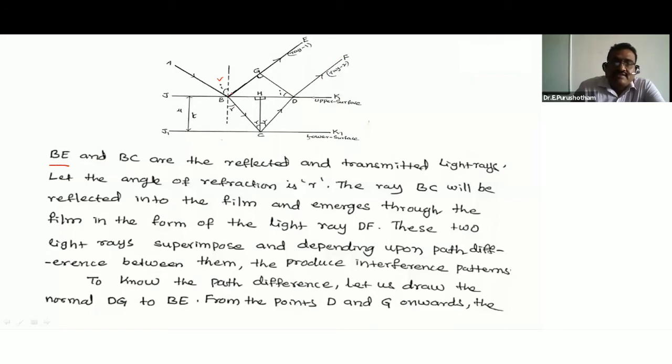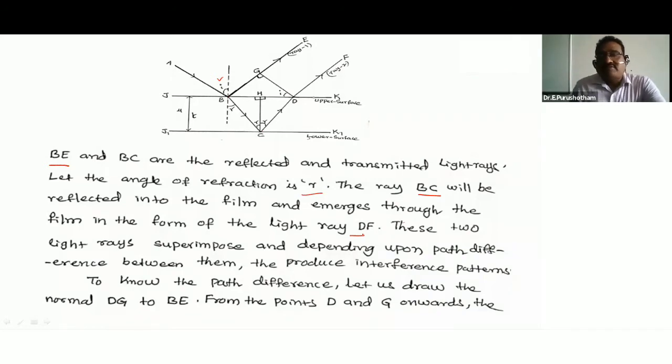So we can take this as the initial angle, this is the refraction angle, and this is the initial angle. We can make another triangle in air. Let the angle of refraction be smaller. The ray BC will be reflected into the film and emerges through the film as DF. Already I told you, these two light rays superimpose, and depending upon the path difference between them, they produce an interference pattern.